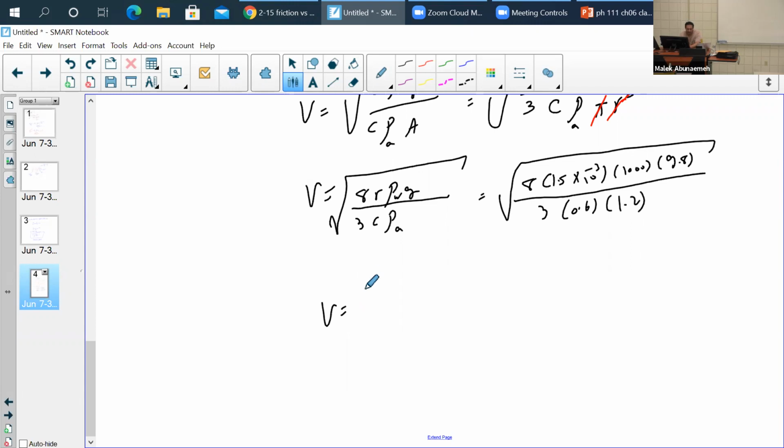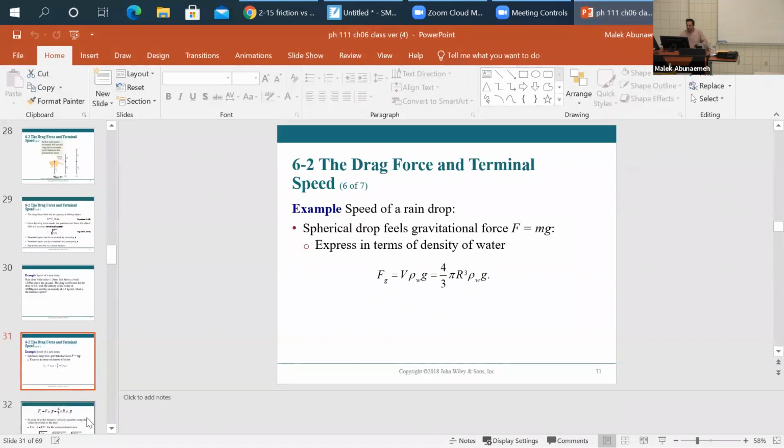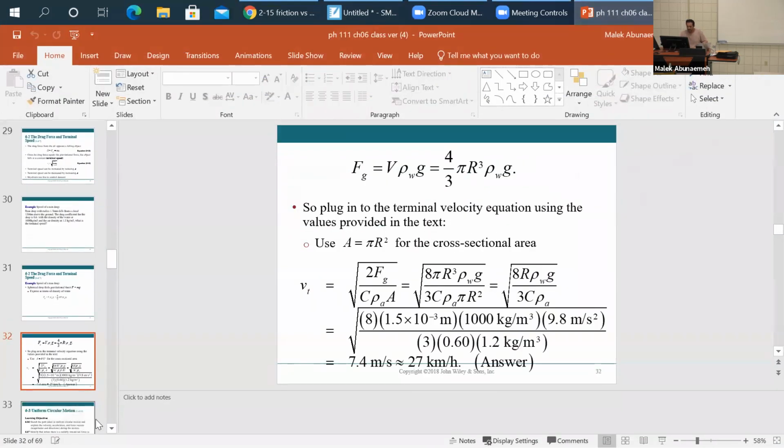I got 7.4, almost 7.4 meters per second. And this is exactly what we got.